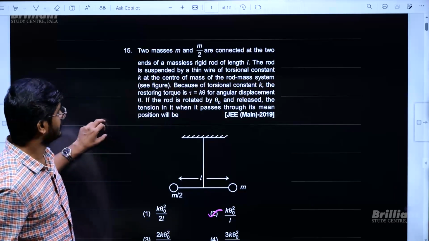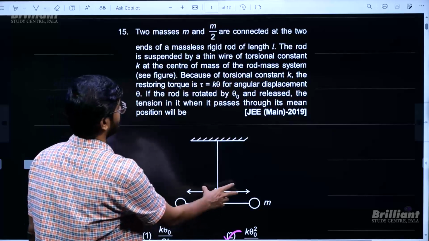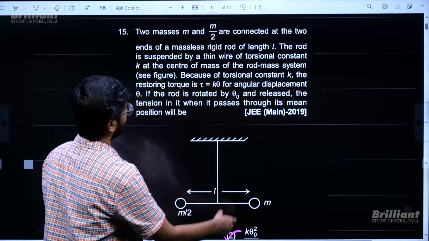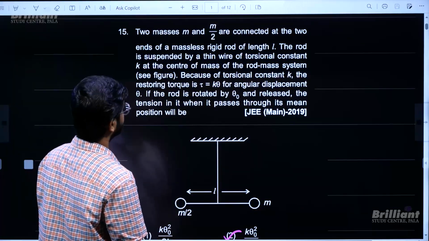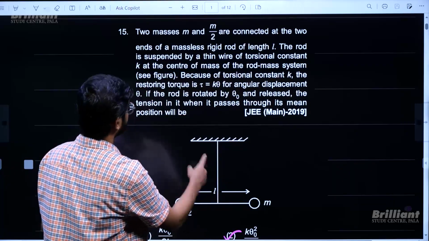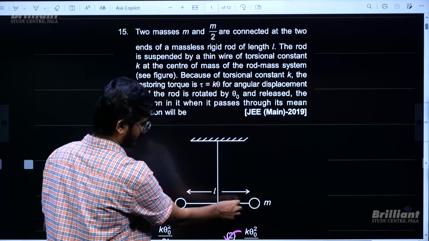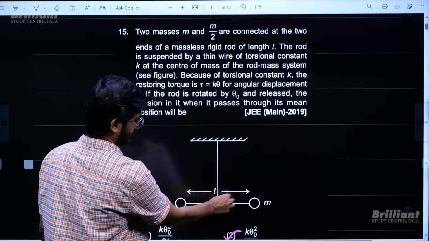Okay, you can look at this question. The question says two masses m and m by 2 are connected at the two ends of a massless rigid rod of length L. The rod is suspended by a thin wire of torsional constant K at the center of mass of the rod. The figure is deceiving. The center of mass will be somewhere closer to this, so the string is attached somewhere here.